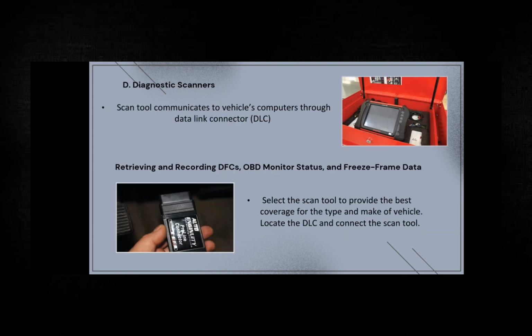Letter D. Diagnostic scanners. First bullet, scan tools communicate to vehicle computers through the data link connector or DLC. Retrieving and recording DTCs, OBD monitor status and freeze frame data. Step 1. Select the scan tool to provide the best coverage for the type and make of vehicle. Locate the DLC and connect the scan tool.